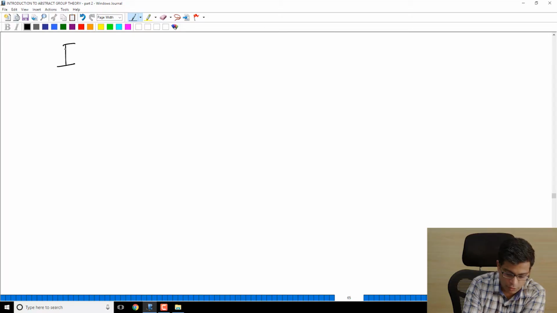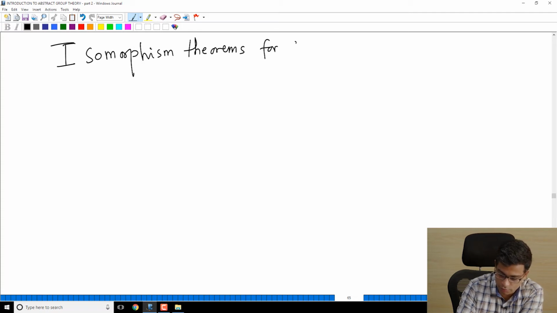So now that we have learned quotient groups, my next topic is to do what are called isomorphism theorems. These are very important theorems that tell you how to understand if groups are isomorphic, and if groups are isomorphic, then what implications do they have. And all this uses the notion of quotient groups. So the next goal is to study isomorphism theorems for groups.